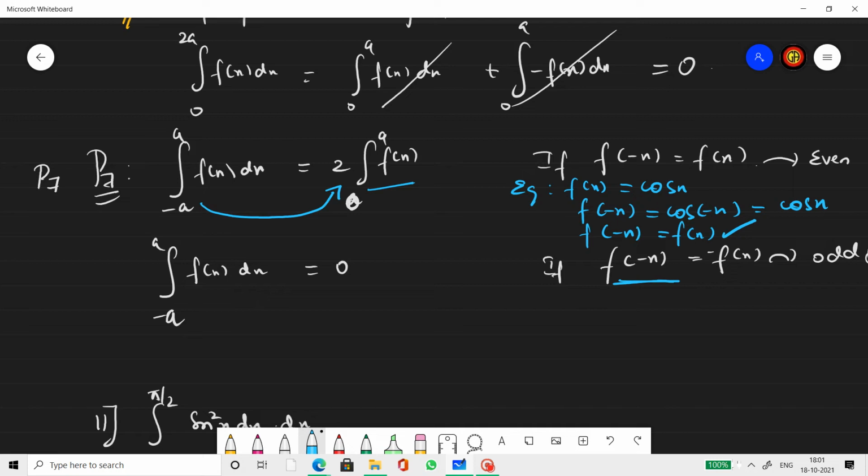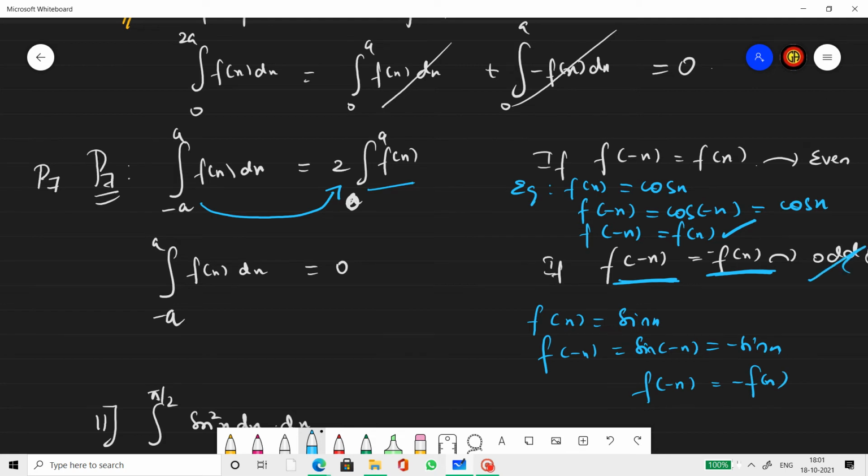If f of minus x is equal to minus of f of x, say f of x is sine x, then f of minus x will be sine of minus x, which is minus sine x. So f of minus x will be minus of f of x here. In this case, it's an odd function. If it's an odd function, you don't have to do any integration. The answer is straight away 0.